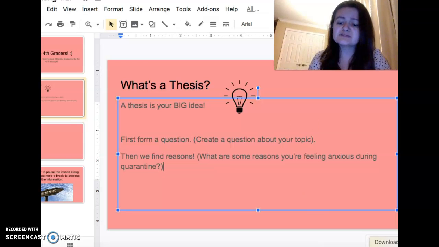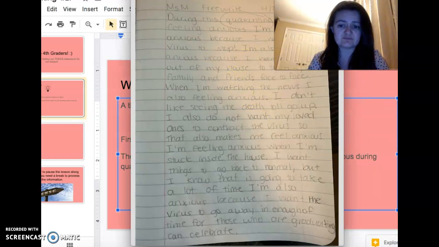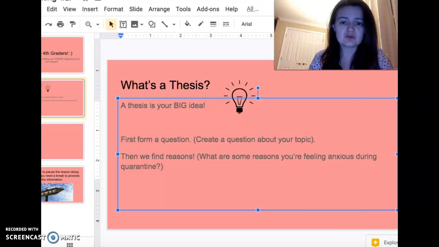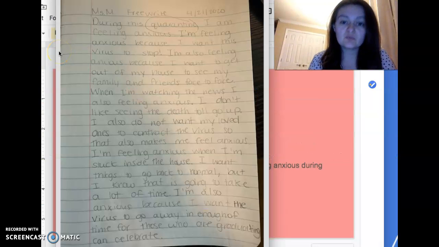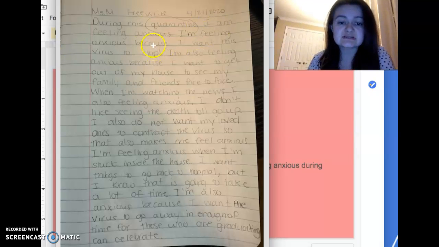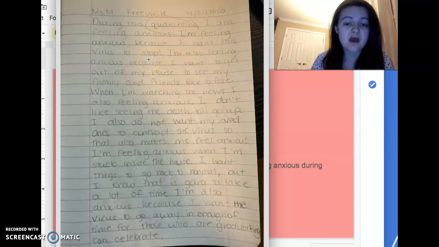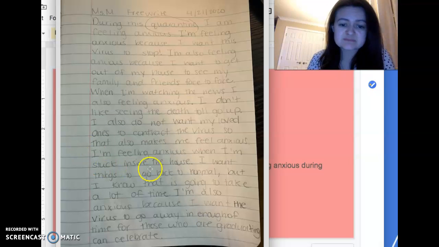So I could go back to my notes, and I could go back to my free writes, and I'm going to look through my free writes. So I could go through my free write, and I could read it. During this quarantine, I am feeling anxious. I'm feeling anxious because I want this virus to stop. I'm also feeling anxious because I want to get out of my house to see my family and friends face to face. When I'm stuck in the house, I want the virus to go away. So I could look through my writing, and that's where I can form my reasons.